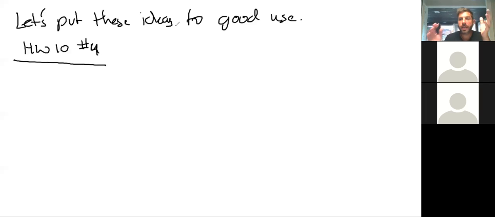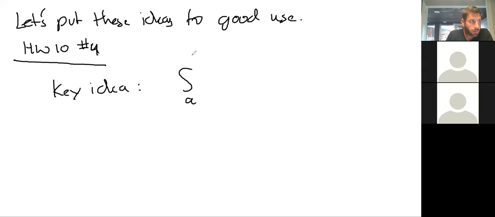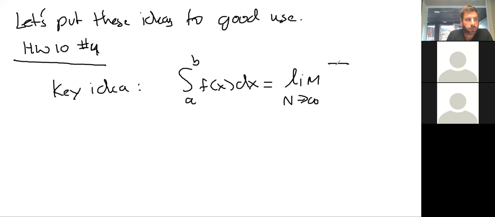So here's the key idea you need to know. By definition, this thing is equal to some limit. What is the limit? The limit as n goes to infinity of this Riemann sum. This is the definition.